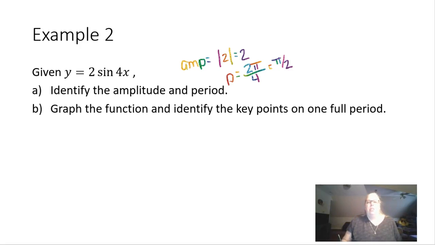Part B, graph the function and identify the key points in one full period. Okay, I'm going to make my chart again. I'm going to pick my angle, and I'm going to multiply it by 4. Then I'm going to take the sine of whatever angle I get, and lastly, I'm going to double that. And all I'm doing is using the order of operations here to figure out how to do my chart. So I start here with x, then I multiply it by 4, then I take the sine, then I multiply everything by 2. So we're starting from the inside out.